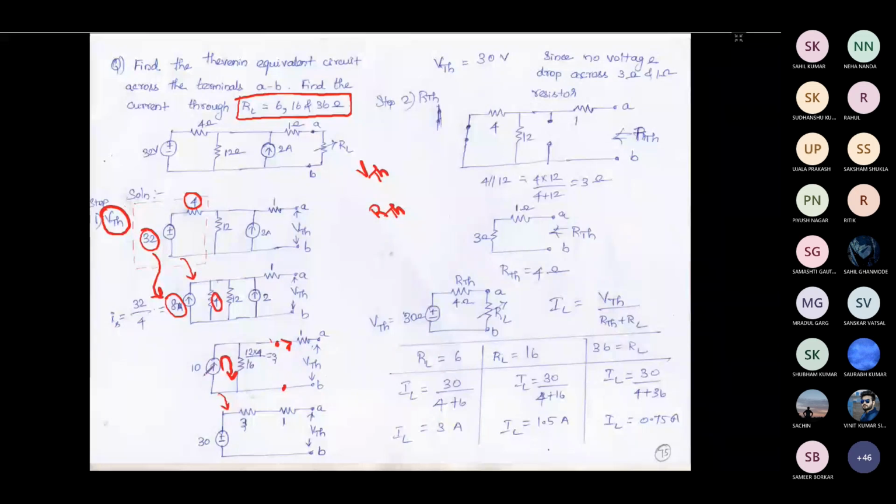So if all the current is passing through this, what is the voltage across this? This is 10 into 3 because that is the current and it is the resistance. So it is 30 volt. What is the voltage drop across this resistor? The voltage drop across this resistor is 0 because there is no current flow. If there is no current flow through this resistor, the voltage across that resistor is 0. So whatever the voltage is available across this resistor, that will be available across this load terminal.